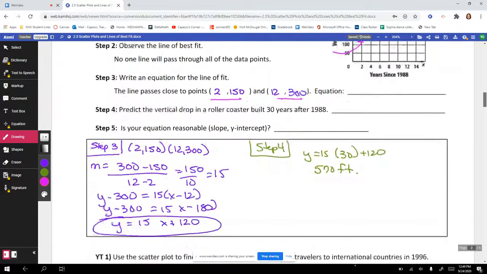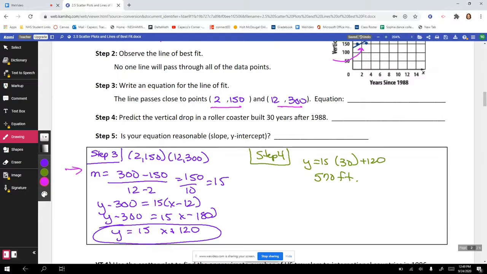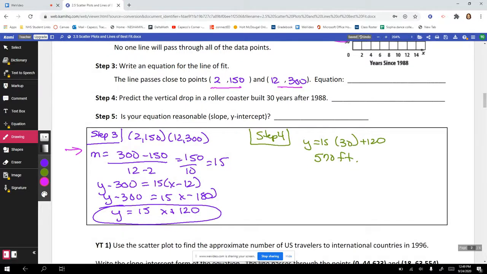So again here, you know how to find slope at this point. If you need to pause this video so you can catch up or try it on your own and then see if you come up with the same answer I did. So by using my slope formula, I have 15 as my slope. Now, neither of the points that I started with up here are the y-intercept. So I'm going to use point slope form and some algebra to get to my slope intercept form. So my equation of my line is y equals 15x plus 120.